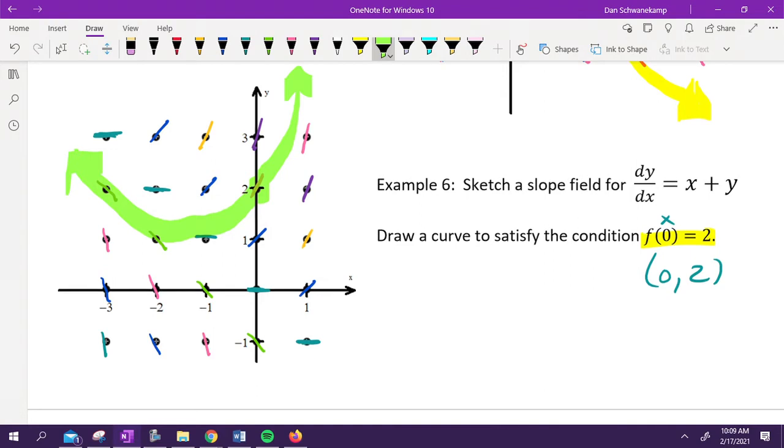Again, don't overthink it. Just follow the flow of your graph. The whole slope field is all about drawing the river. We drew the river, drop your boat, and see where it floats. Make sense?